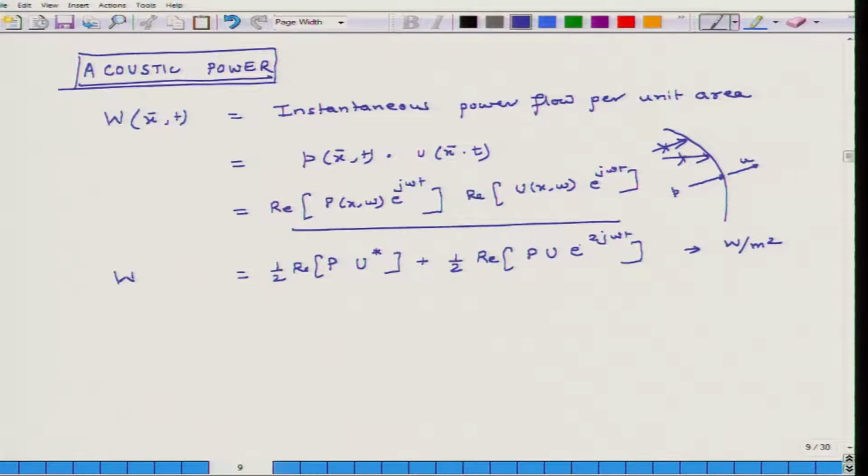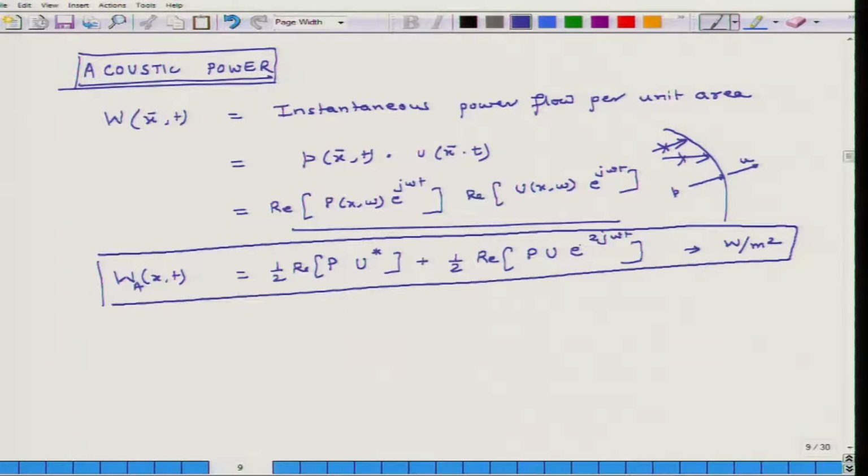So, that is the acoustical power W_A, actually it is the acoustical power per unit area. And what is P? P is this entire term, and U is this entire term, and its conjugate is the conjugate of this function. So, this P and U can change from location to location, and they can also vary with omega. We will do two examples.